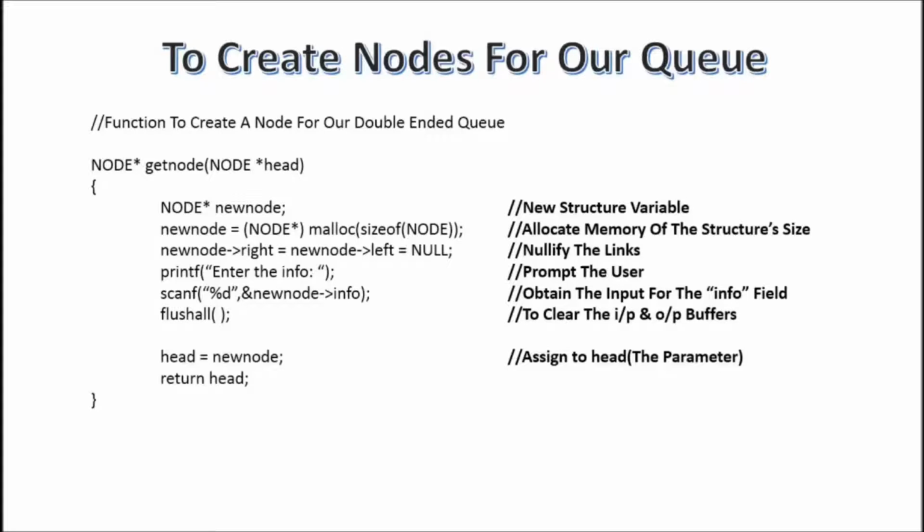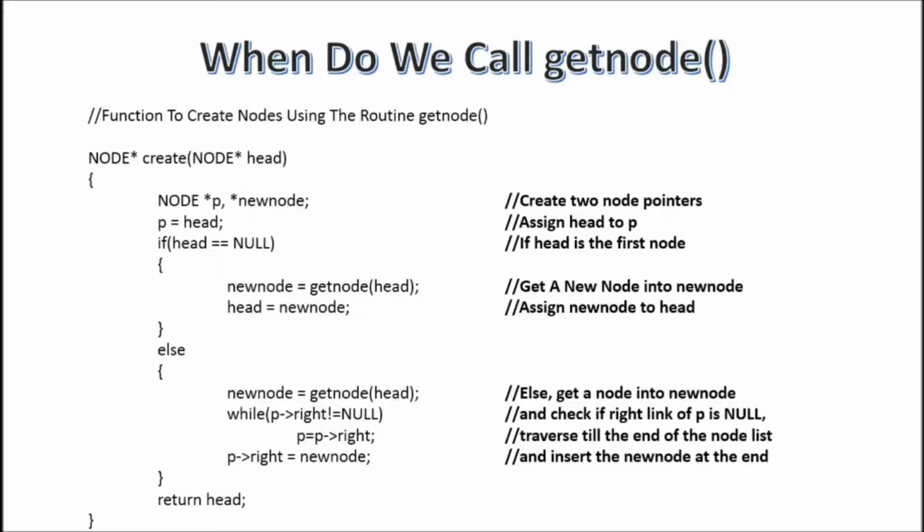So then we assign the new node that we just created to a variable head. Remember, head was the parameter that we just obtained from the argument list of the function, and we say head equals new node. We assign the newly created node to head. We return head. So this is what we do when we basically create a node. This function does everything required to create a node, and then returns that newly created node. So when we call getnode is what really matters.